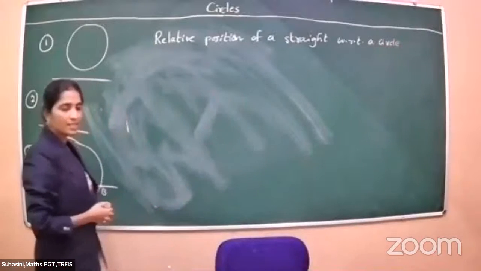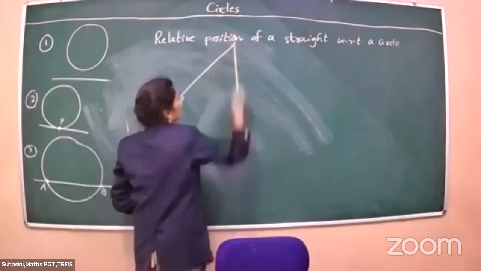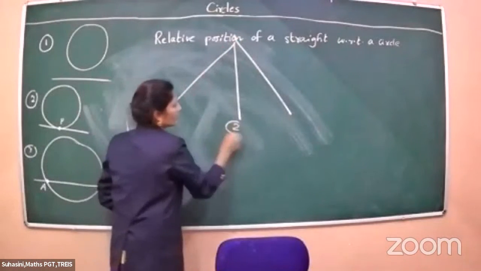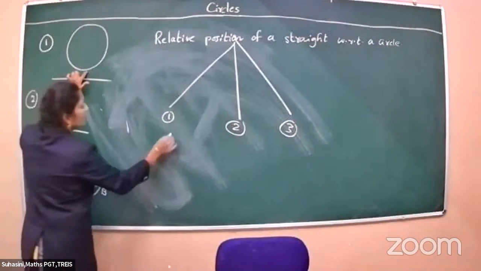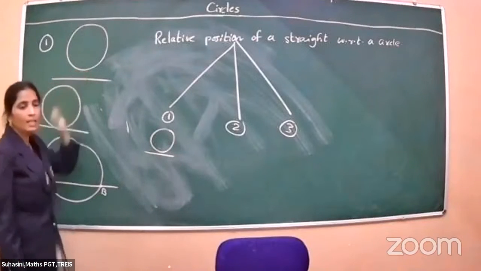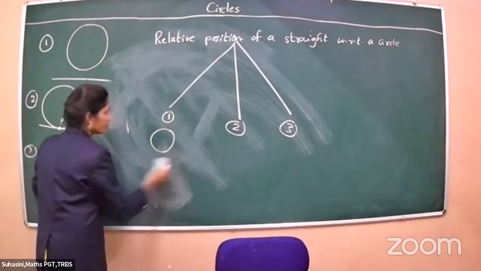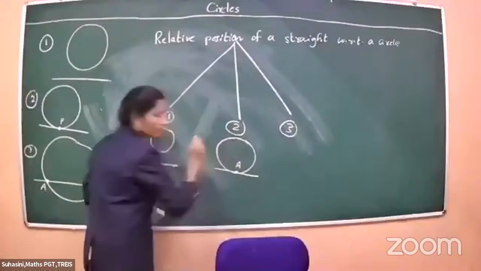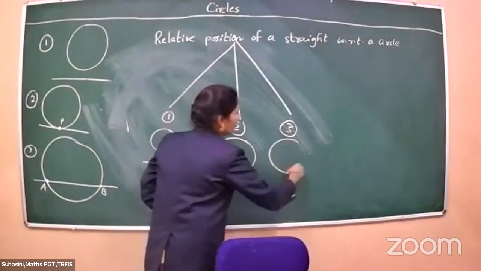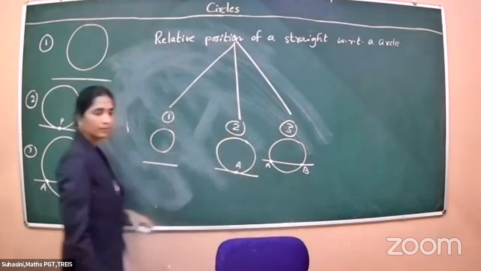How many relative positions are there? 3 relative positions. What are those 3 relative positions? The line may not touch the circle. The line may touch the circle at a single point. The line may intersect the circle at 2 points.